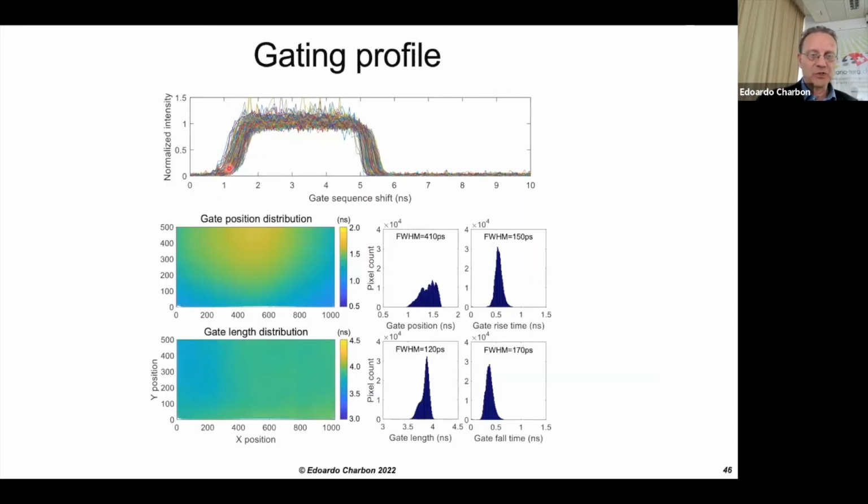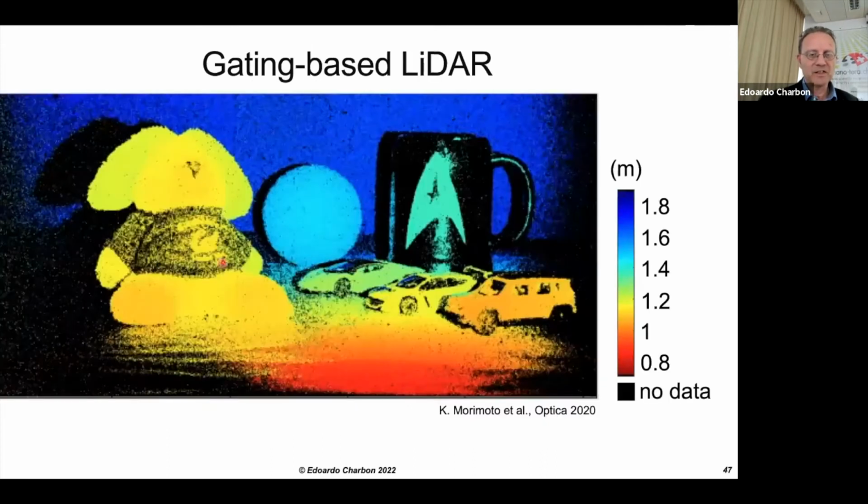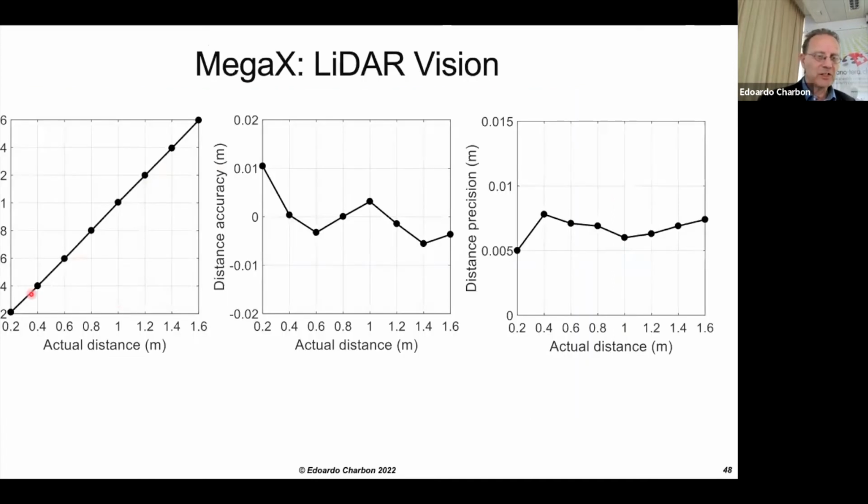And then, of course, you can use your gate, and the gate, as you can see here, is quite uniform, with deviations of the order of 150 picoseconds. And this is a 3D image that is constructed using the gate. So in other words, you're scanning the gate onto the picture, and you reconstruct the depth. So you can see here different colors corresponding to the depth of the scene. And here is the actual distance versus measured distance up to 1.6 meters with an error of the order of a centimeter or so, actually even down to a few millimeters.